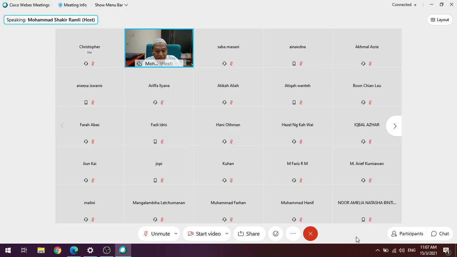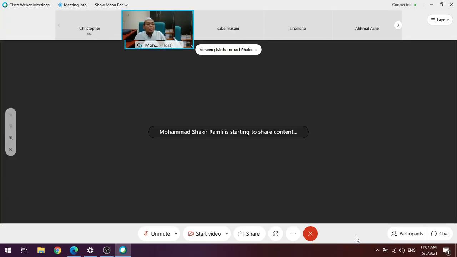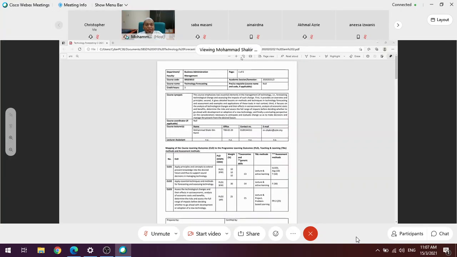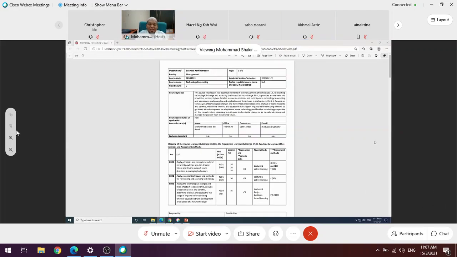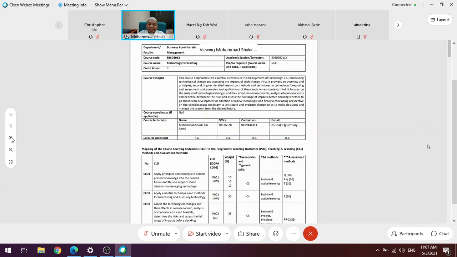So, okay, let me share with you the course outline for this subject. Can you see now? Yes, can see. Yes, Doctor. Okay. The detailed instructions or information of this course you can read by yourself. You can download it from e-learning. It's already posted in e-learning, and then you can read the details of this course.